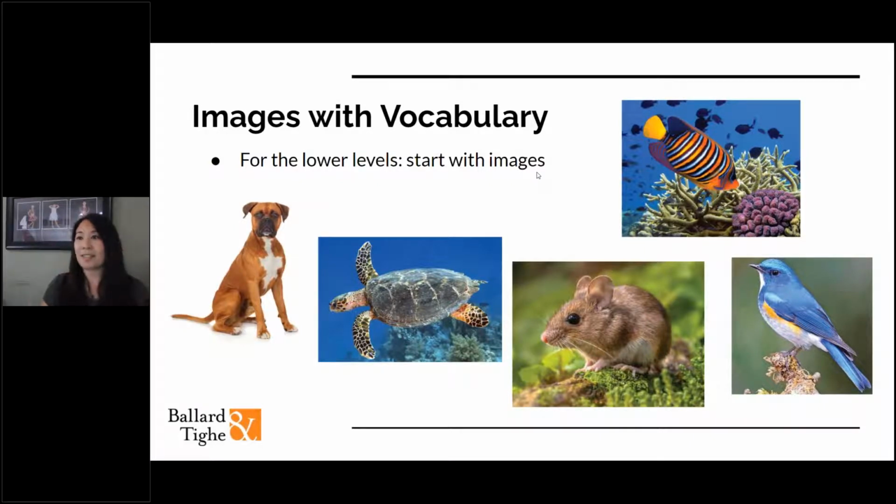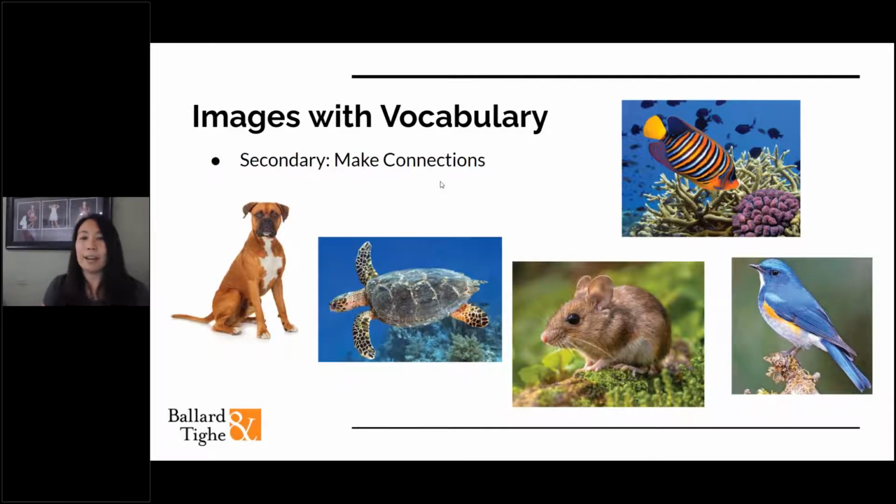This is a mouse. This is a bird. And so if you use images, especially at those lower levels, and then teach the vocabulary of that, maybe not even with the word, you'll be able to get students that vocabulary that they need because they've probably seen a turtle or a bird or definitely a dog, right? So sometimes it's just easier to start with images, especially at those lower levels, and get that vocabulary to them.